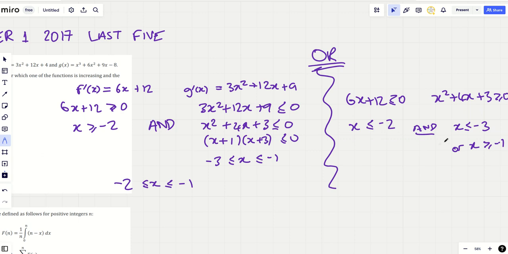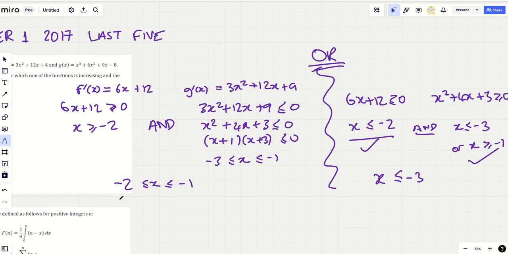Less than or equal to minus 2 and either less than or equal to minus 3 or greater than or equal to minus 1. Well, if we want this statement to be true and one of these two statements to be true at the same time, then we have to conclude that x is less than or equal to minus 3 because that meets this condition and this condition.